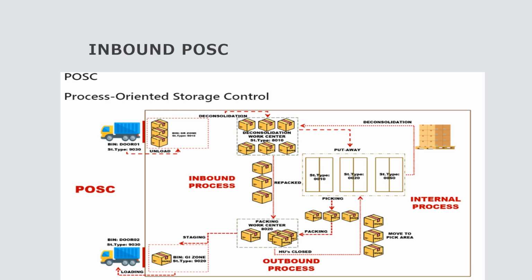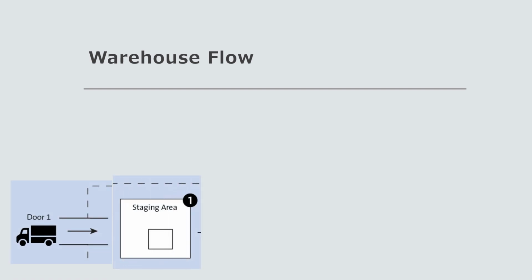Since more than one item is consolidated in one shipment, they are broken down in this work center or deconsolidation area, and then they are put away. Let's look at the warehouse flow. First, the truck is docked at the door, and then the goods are unloaded in the staging area. This is the GR zone.